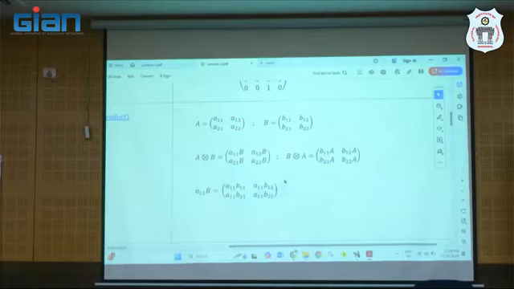For example, generally if this is an n by n matrix and this is an m by m matrix, or k by k matrix, then this is an nk times nk matrix. Nk times nk matrix. Agreed?